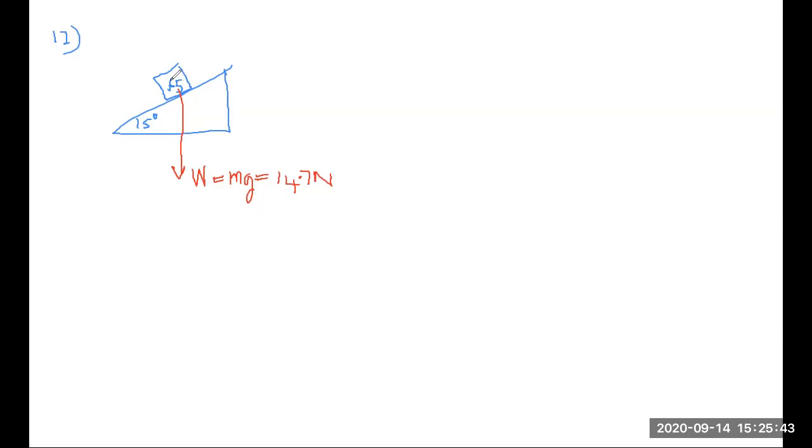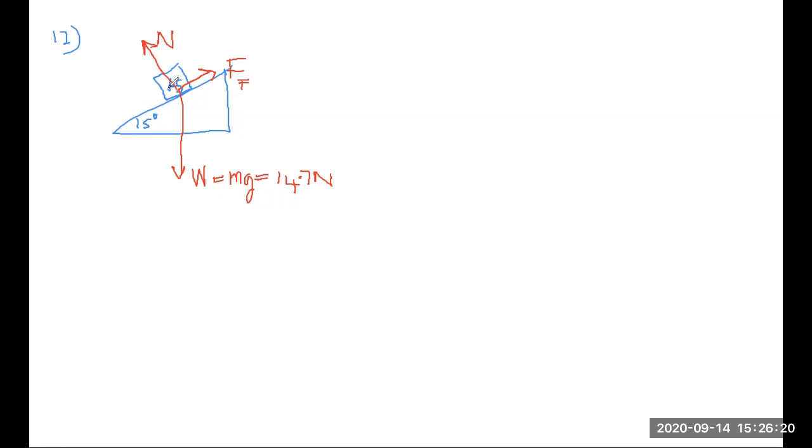Then in this problem, there are two other forces: there's a normal force, and there's a frictional force. And the rule for the normal force is that it is perpendicular to the surface, and the frictional force is parallel to the surface. So that's how I've drawn these two forces. But right now, I don't know the values of these two forces. A large part of this question is to solve for the value of these two forces. So let's start thinking about that.